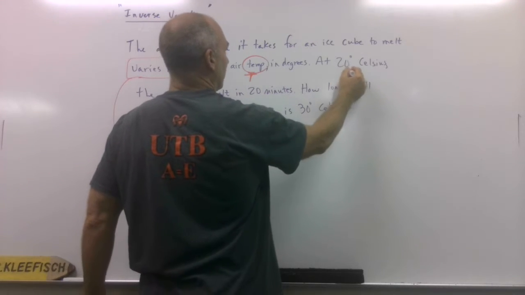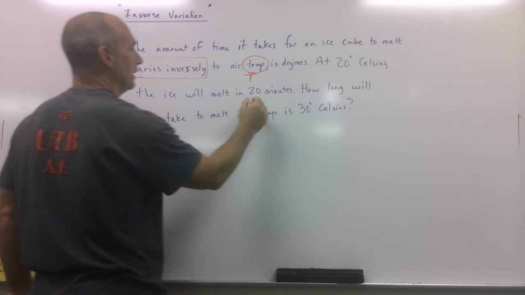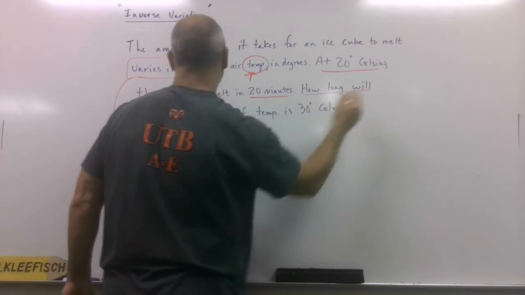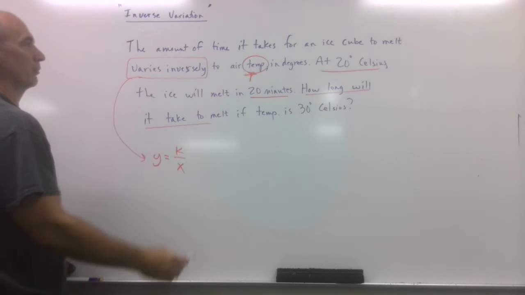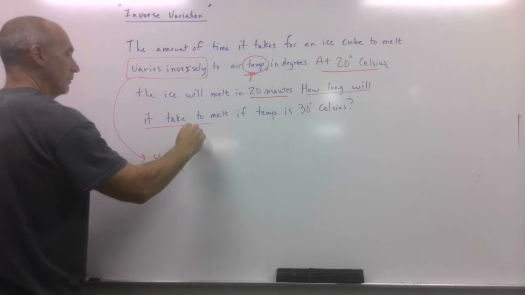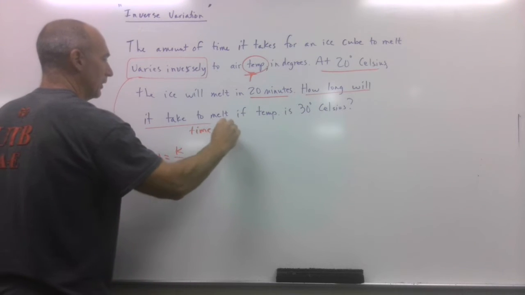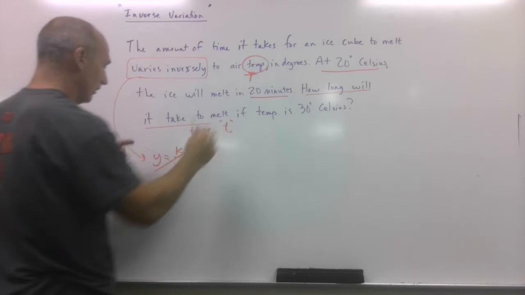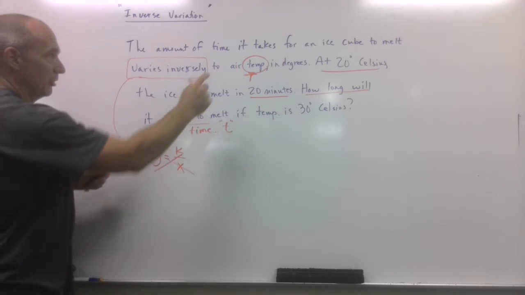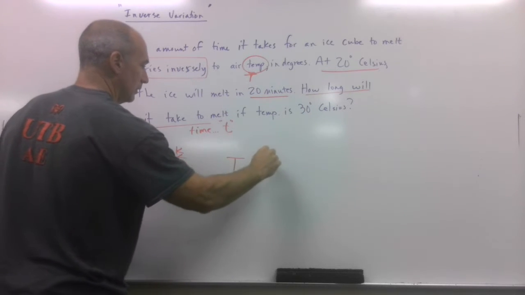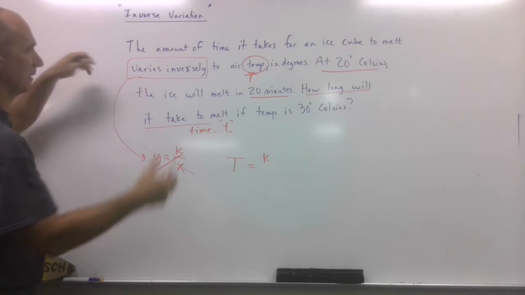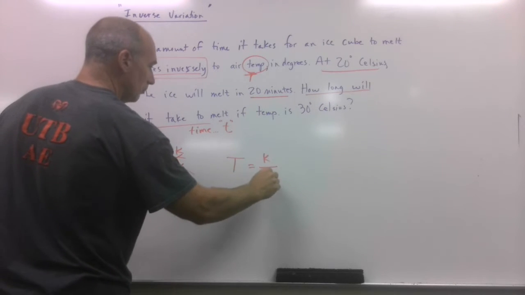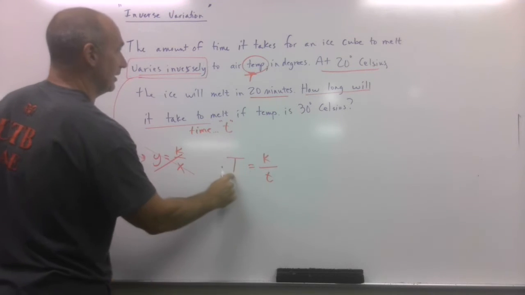At 20 degrees Celsius, the ice will melt in 20 minutes. Now, check this out. How long will it take? So what they're talking about now is time. So I'm going to let that be little t. So I'm going to take this, and I'm going to use the variables that I've identified. You can stick with y and x if you want to, but I'm going to change this. T is temperature. They told me there is a common connection between this situation. It varies inversely. So I can use this formula, but I gotta keep track. Little t means time, big T means temp.